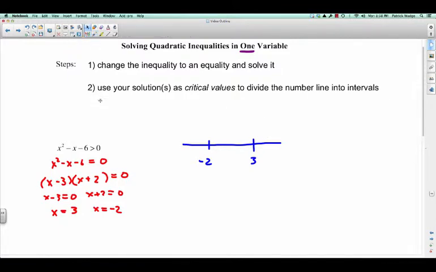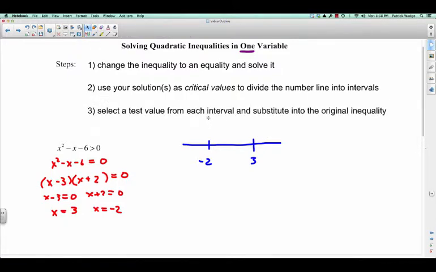Next step. Select a test value from each interval and substitute into the original inequality. Okay, here's why this will work. Basically, these points, x equals 3 and x equals negative 2, are the x-intercepts. When you solve a quadratic equation like this, your solutions are the locations of the x-intercepts. So we know there's an x-intercept here, and we know there's an x-intercept here.